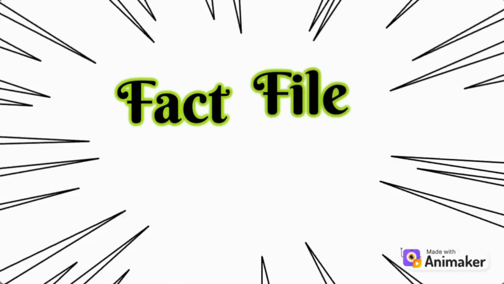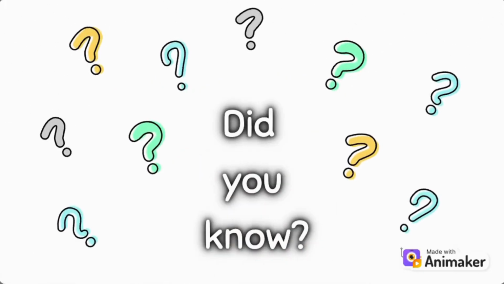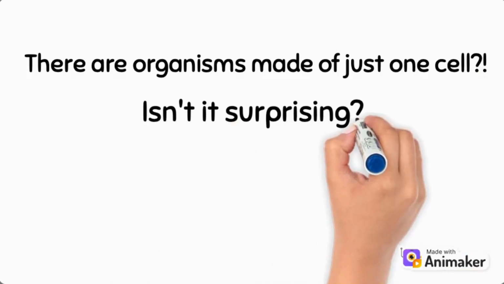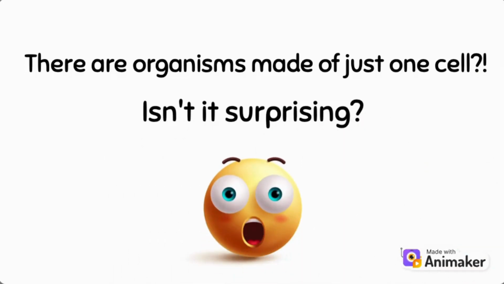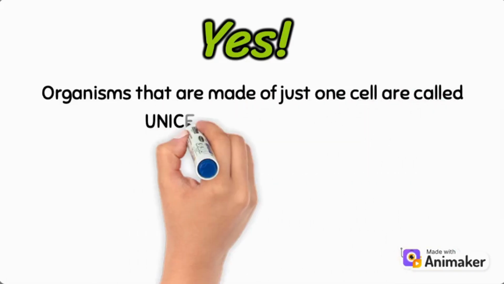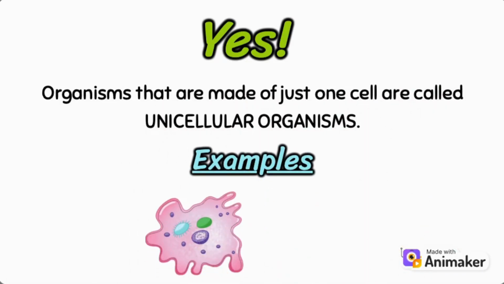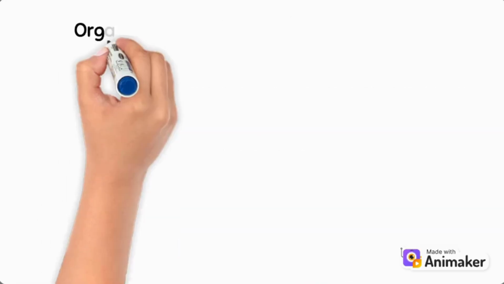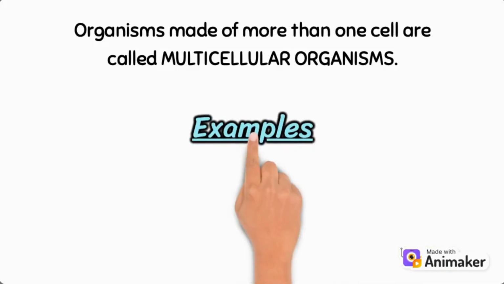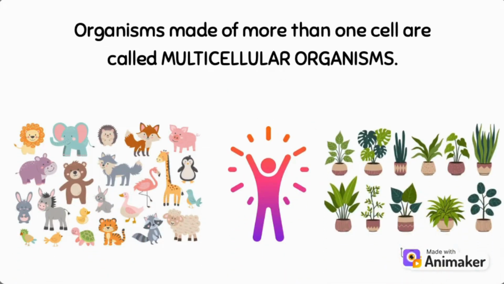It's fact file time! Did you know there are organisms made of just one cell? Isn't it surprising? Yes. Organisms that are made of just one cell are called unicellular organisms. Examples are amoeba and paramecium. Organisms made of more than one cell are called multicellular organisms. Examples are animals, humans, and of course plants.